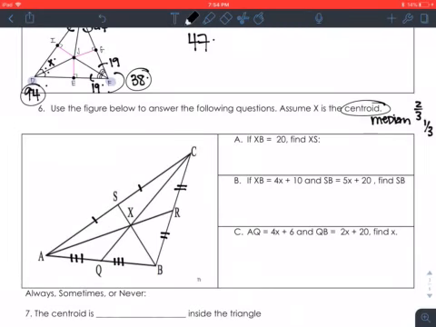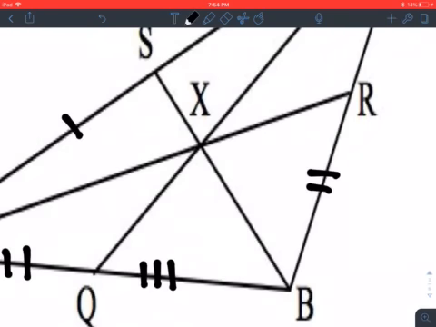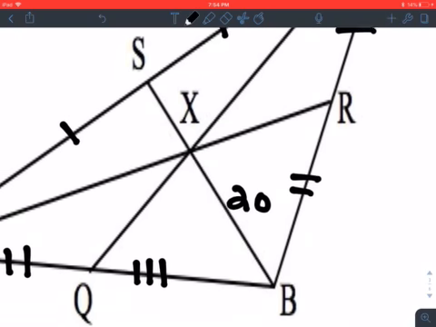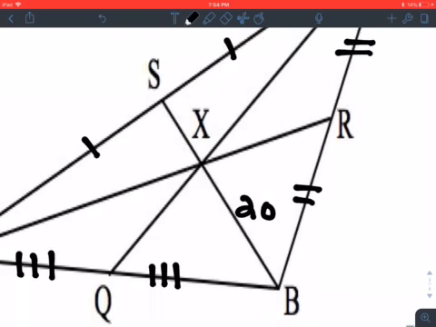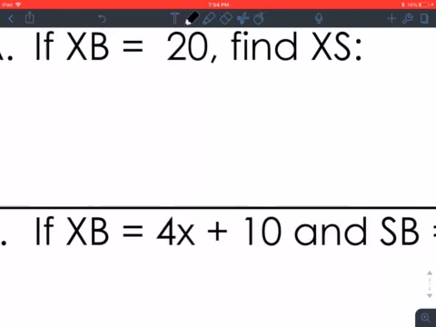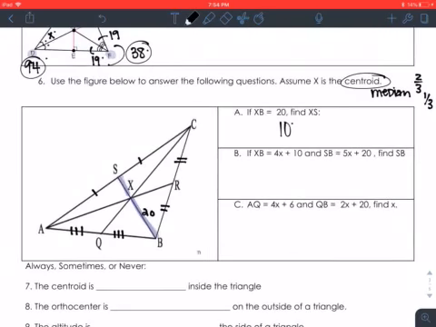Okay. So we're given on letter A that XB is 20, and we're trying to find XS. What we need to recognize is that XB to XS, the long segment to the short segment, is a 2-to-1 ratio, which means that XB has to be double the size of XS. So to find XS, we just cut XB in half, which means that XS is 10. Okay? Now, it's not always going to be that easy.